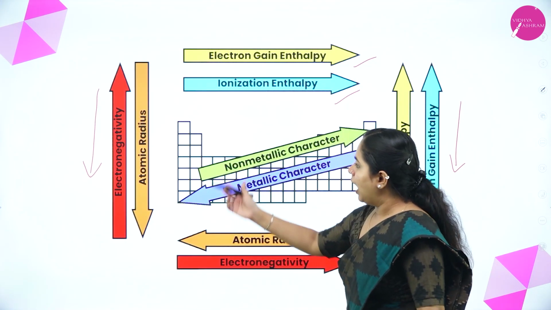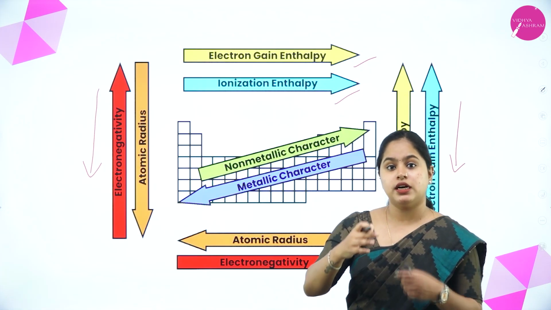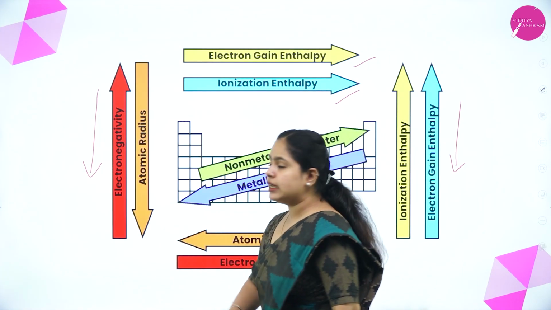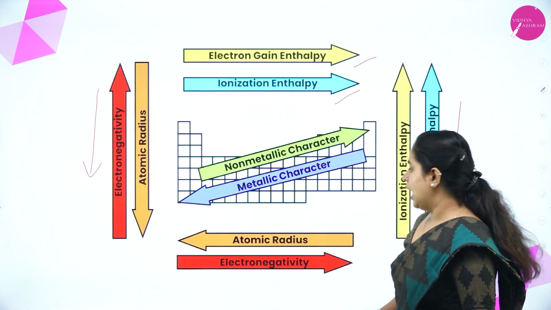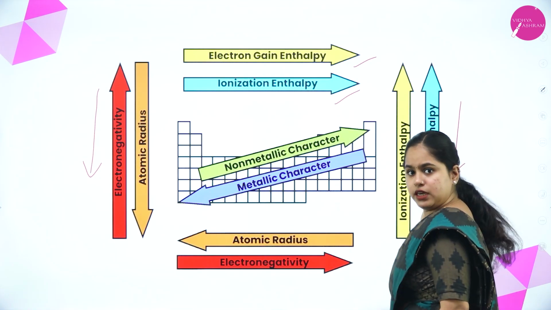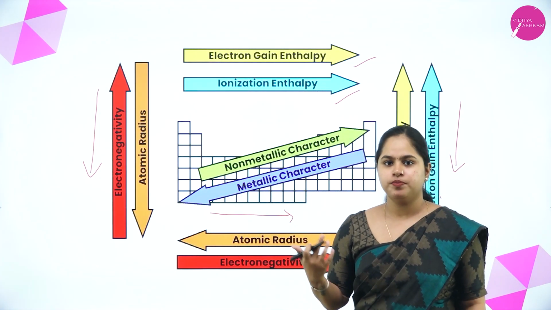Clear? Now, atomic radius. Yes, we know that when we move down the group, the atomic radius or the atomic size increases, right? So, it increases down the group, and it decreases along the period. Shown in this direction means from here to here the size will increase. That means from left to right the size will increase.